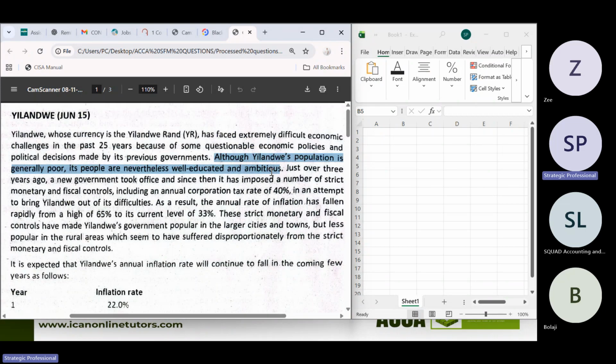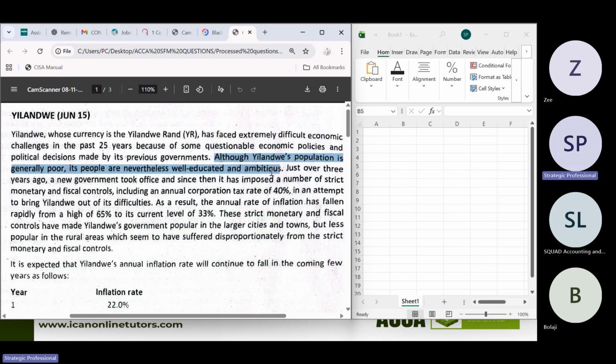Right. So in assets, including an annual corporation tax of 40%, in an attempt to bring Yilandwe out of its difficulties. As a result, the annual rate of inflation has fallen rapidly from a high of 65% to its current level of 35%. So we can see that the inflation rate is dropping. This is good news, right? The new government is trying. These strict monetary and fiscal controls have made the government popular in the larger cities and towns, but less popular in the rural areas, which seem to have suffered disproportionately from the strict monetary and fiscal controls.